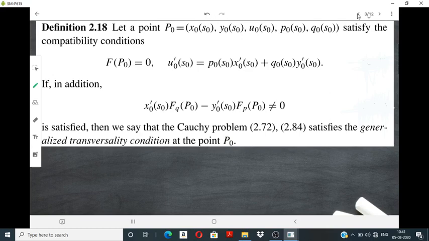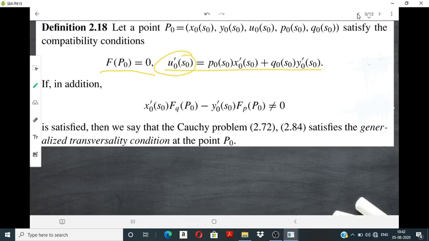Let P0 satisfy the compatibility conditions. Which are the two conditions? F at P0 is equal to 0, where F means the nonlinear PDE, and u0'(s0), meaning du0/ds at s0, is equal to p0 x0'(s0) plus q0 y0'(s0). These two conditions are known as the compatibility conditions, that is, for the derivative of u0 at s0.